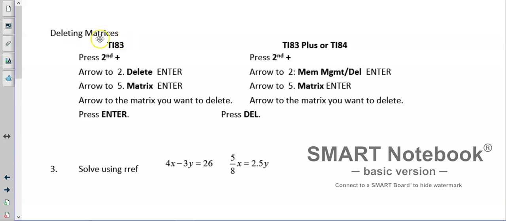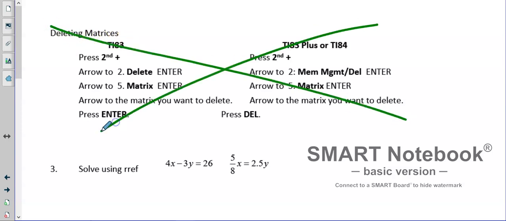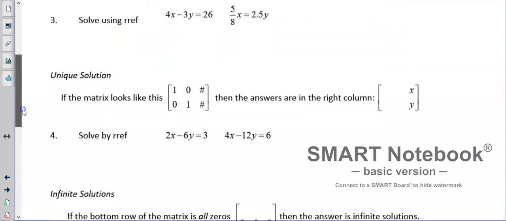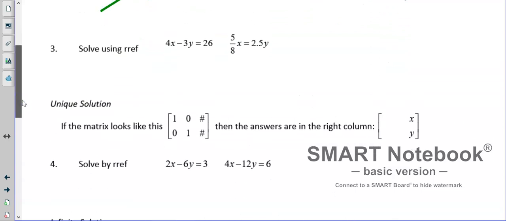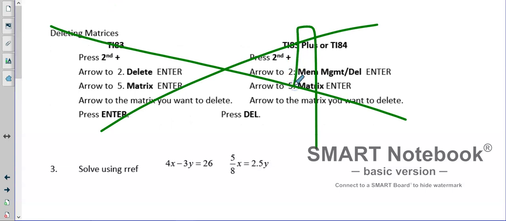Okay, deleting matrices, we're not even going to mess with this. It's a nice little way of doing it, but I just keep the same one and override it. So there's really no reason to have to delete a matrix. We just override it. All right, this one, going to write our matrix in augmented form. This one is fine.